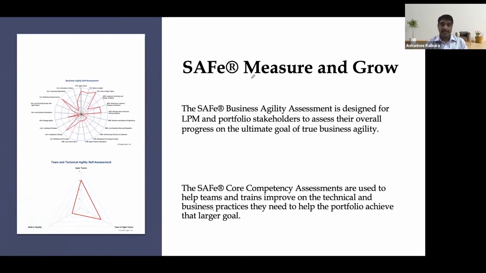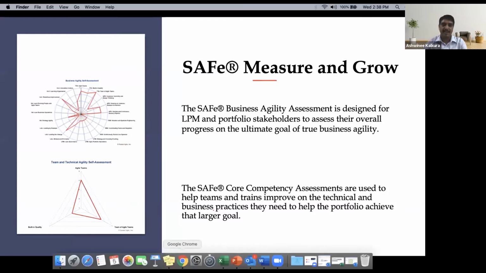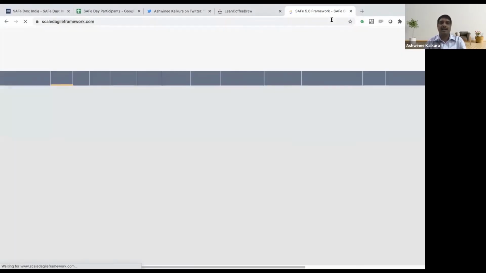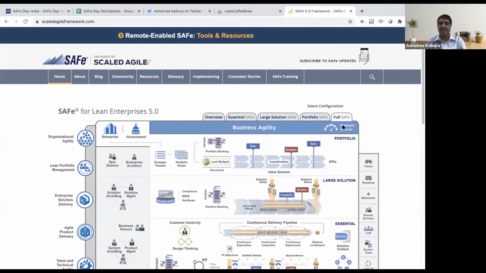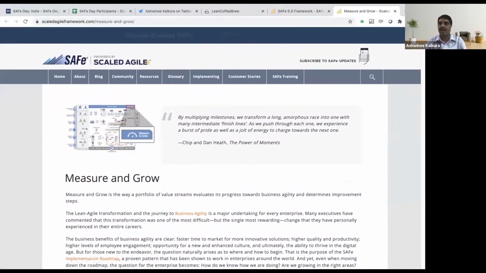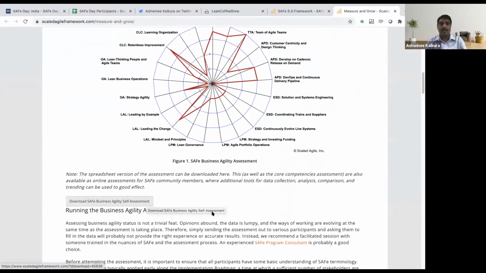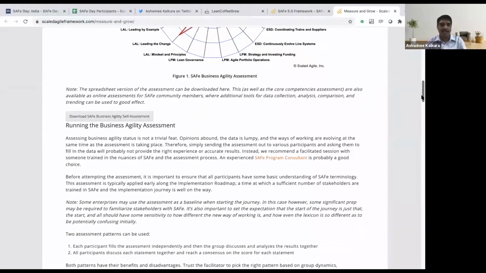And by the way, this Measure and Grow, the business agility assessment as such, is available on the SAFe website. You go to scaledagileframework.com and you don't have to be a registered member or anything. Just click on Measure and Grow at the top of the framework. In fact, why can't I show that one? That's a good thing in an online situation. I can actually show that one. So you have Measure and Grow here. Just click on that and the business agility assessment. You have the assessment. You could download that one as well. Again, there are some guidelines around who could run it or how to run it.